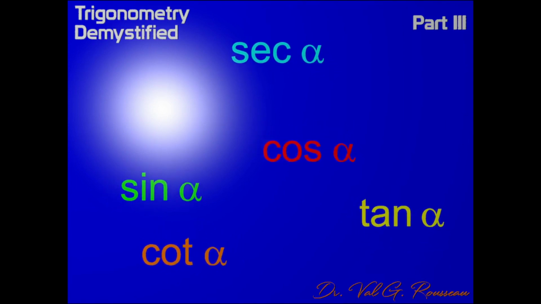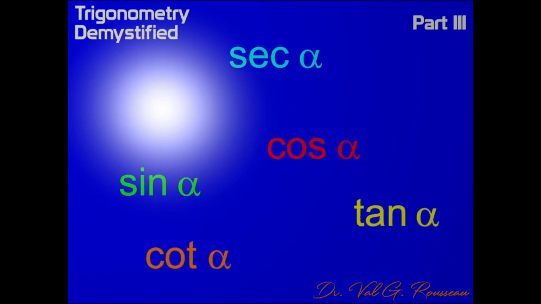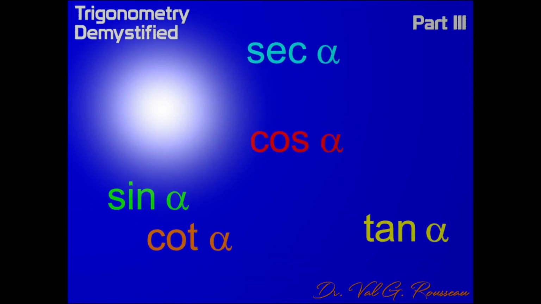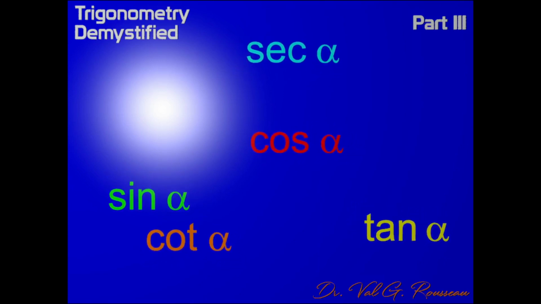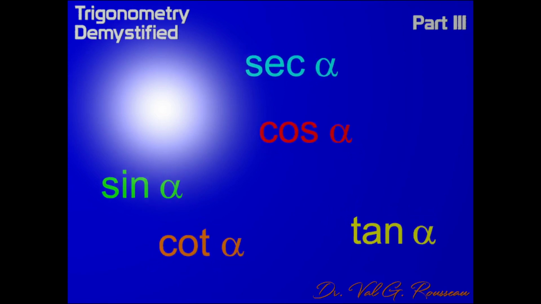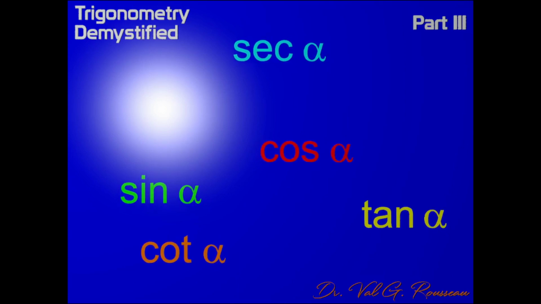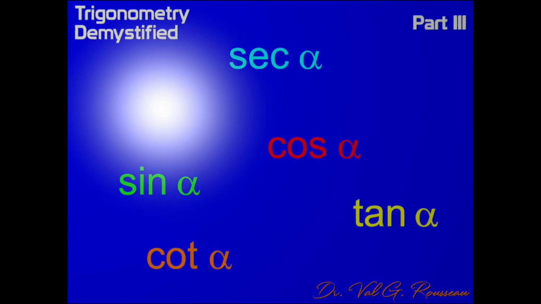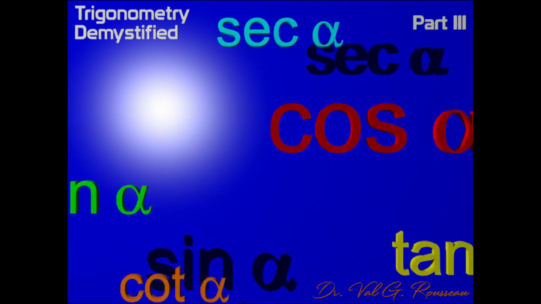Welcome to the third part of our tutorial, Trigonometry Demystified. Previously, we saw how we could determine the values of the trigonometric functions for some particular values of the angle. In this part, we are going to see how we can calculate those trigonometric functions to arbitrary precision for any angle. And we are going to define three additional trigonometric functions.